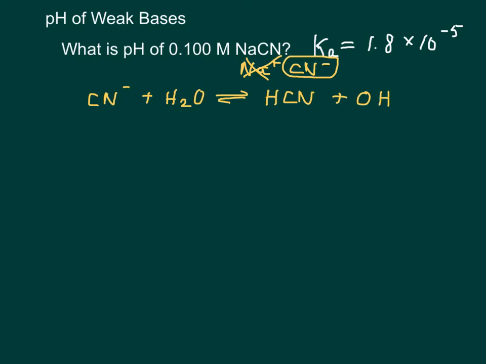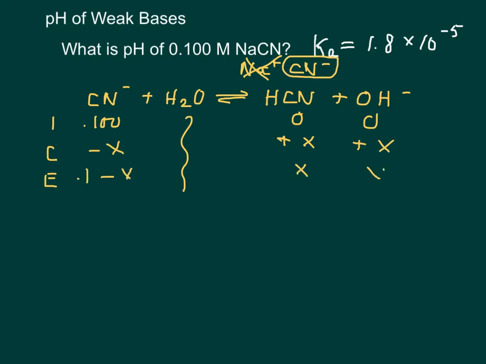Okay, and we've got an ICE box and 0.1 molar. Ignore the water. 0, 0. Minus X, plus X. Hopefully this is getting familiar by now. They all kind of look the same. 0.1 minus X, X, and X. So 1.8 times 10 to the minus 5 is X squared over 0.1 minus X.